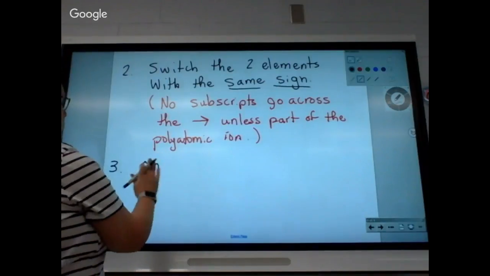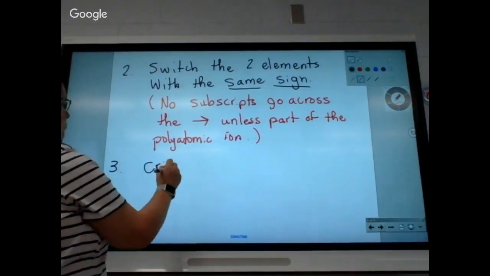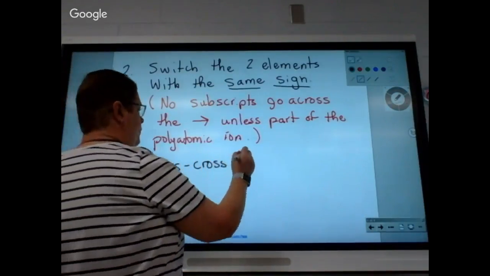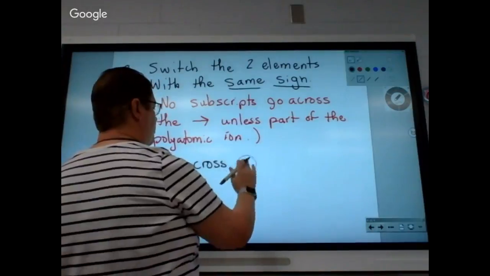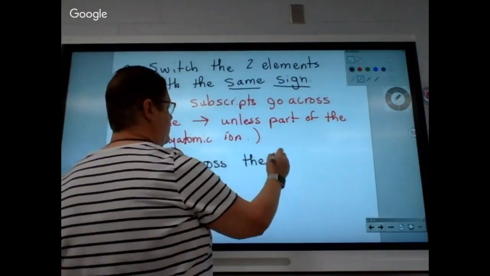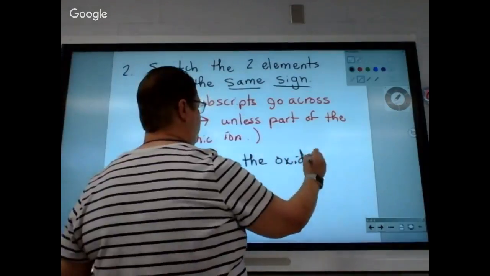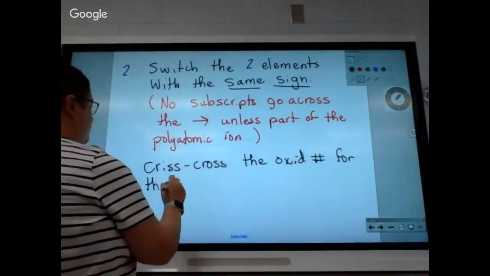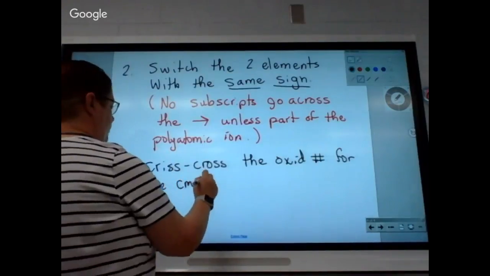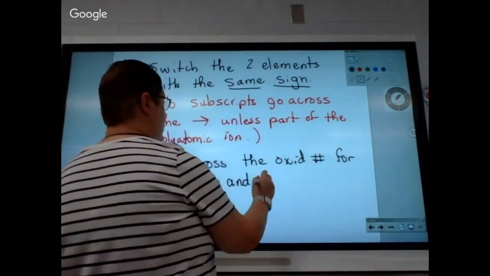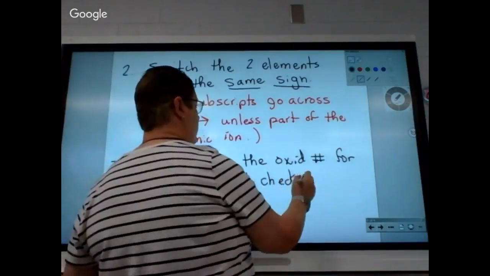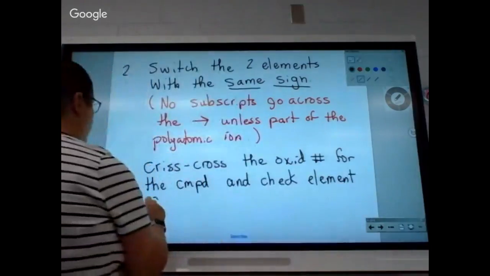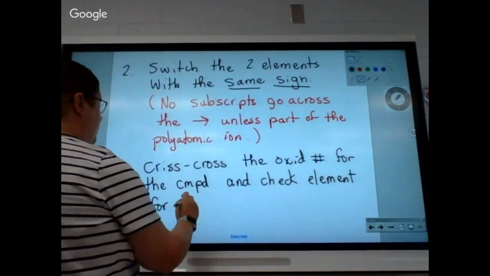On the crisscross, the oxidation number for the compound, and check element for diatomics.